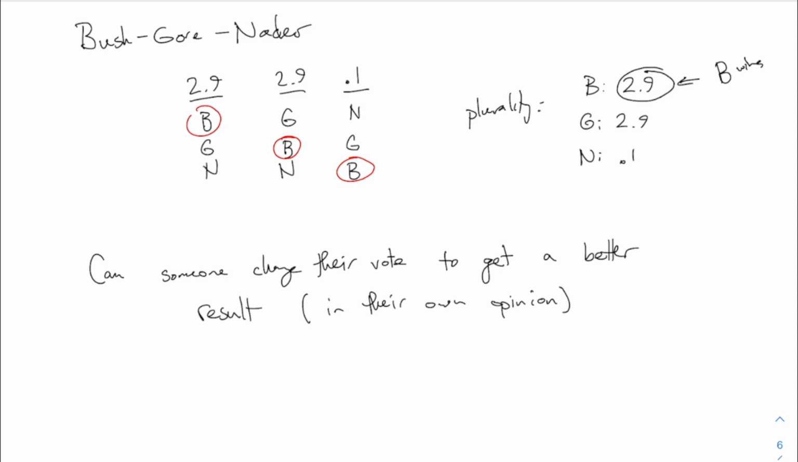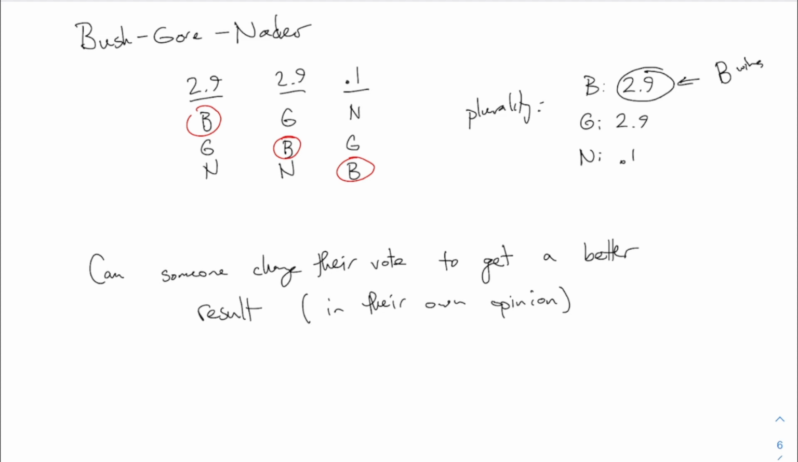Looking at these columns here, ask yourself, if these people had changed their vote, could they have achieved a result which they like better? So actually, the first column, it's not possible for these people to get a better result. Their favorite was Bush, and Bush was the winner. So they already got the best possible result. You should be looking at these two columns here.